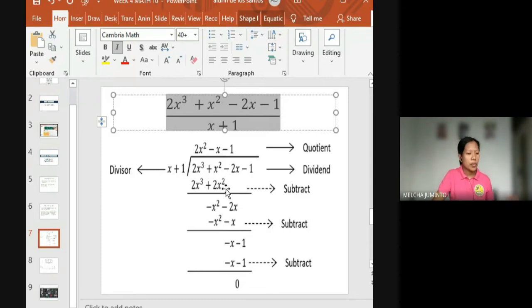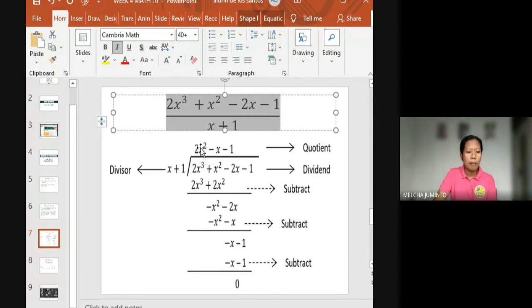Now, to find the quotient, you will start with the first terms. The first terms are 2x cubed for the dividend and x for the divisor. You will divide 2x cubed by x. The answer is 2x squared. Since x has 1 here, 2 divided by 1 is 2, and then x cubed divided by x is x squared. Simply subtract the exponents. So we obtained the first term of the quotient, which is 2x squared.